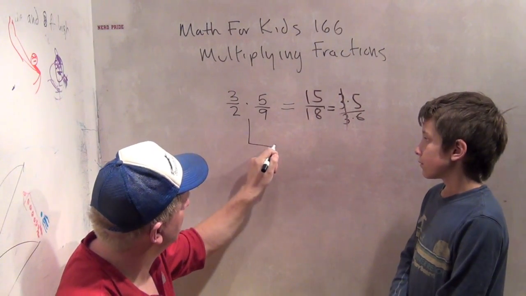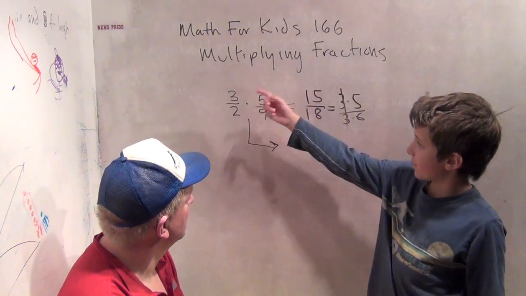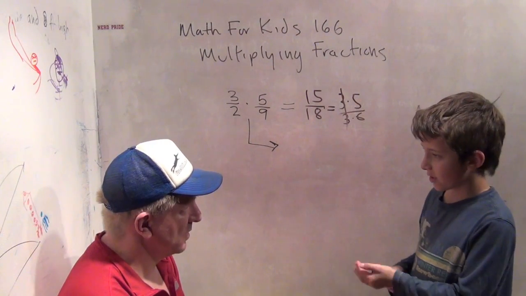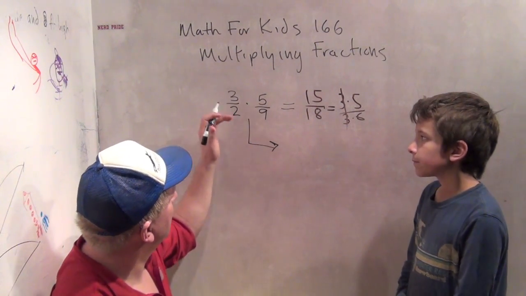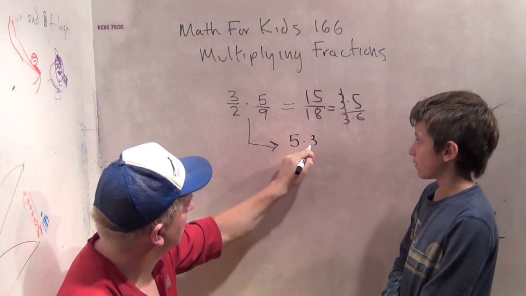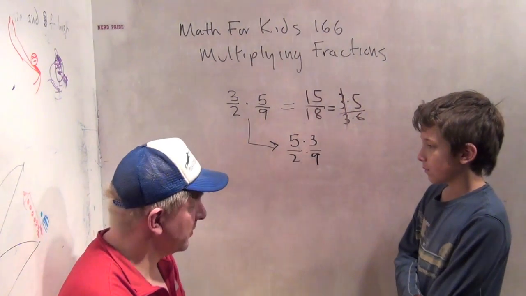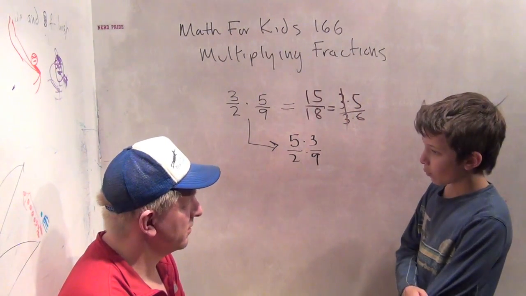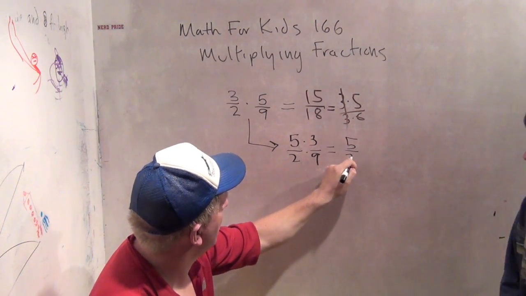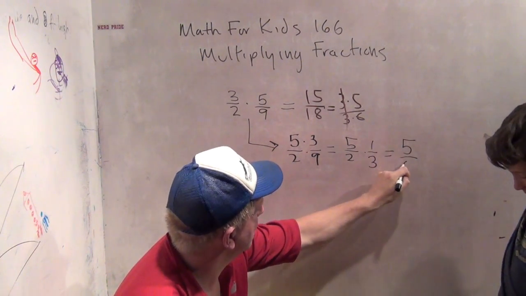There's a nice little trick you can do with multiplying fractions. You can flip the tops and bottoms around. Why? Because multiplication is commutative. Instead of saying 3 times 5 over 2 times 9, I can say this is the same as 5 times 3 over 2 times 9. And 3 ninths simplifies to be 1/3. So this is 5 halves times 1/3, which is a lot easier, which is 5/6.